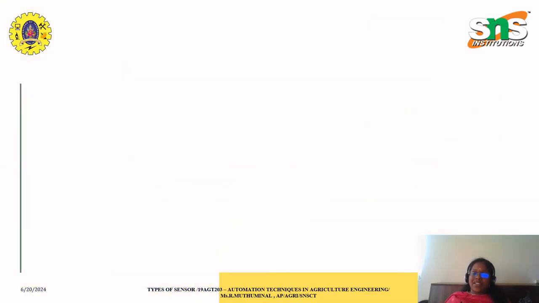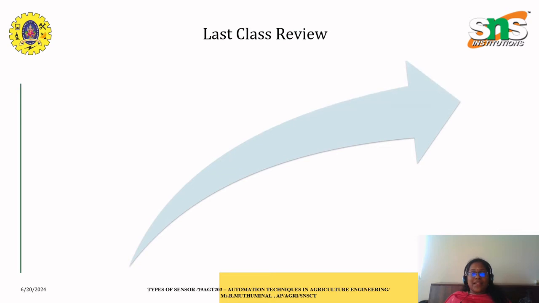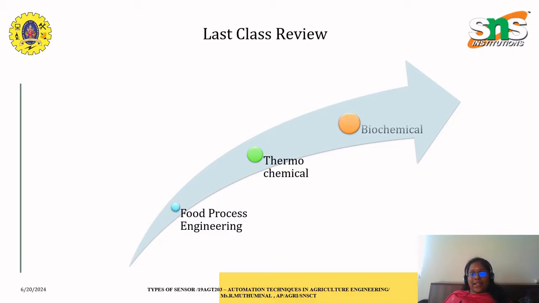Before going into the session, let's have a small recap. We have seen how food process engineering takes place, what are the categories involved under food process engineering, and the kinds of techniques involved in processing food. And also we have seen the alternate sources of energy, that is biomass and solar energy. The biomass energy can be characterized with the techniques involved under thermochemical and biochemical conversion systems.